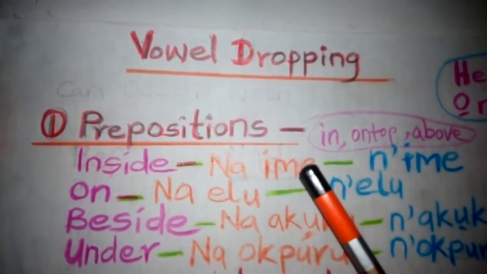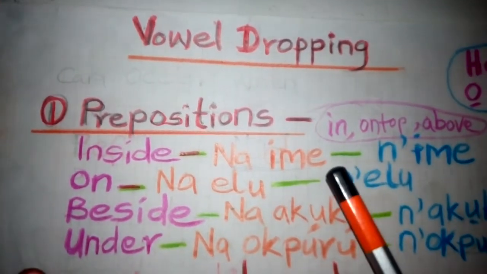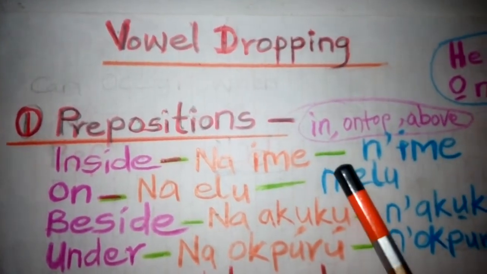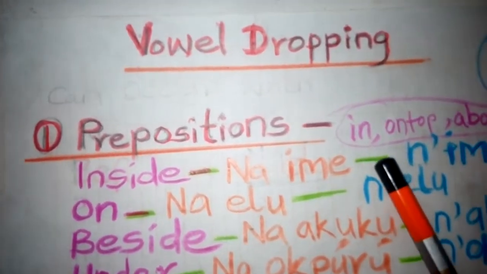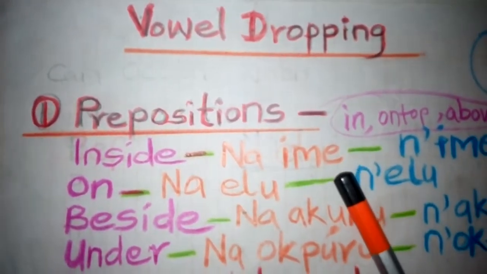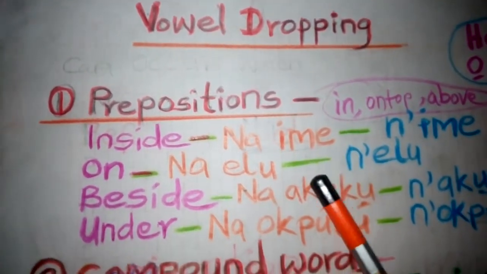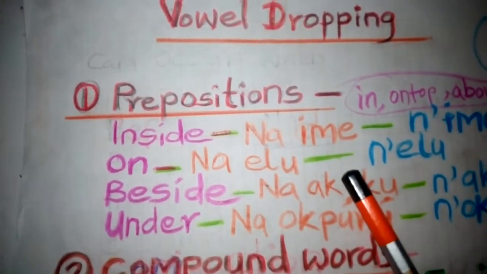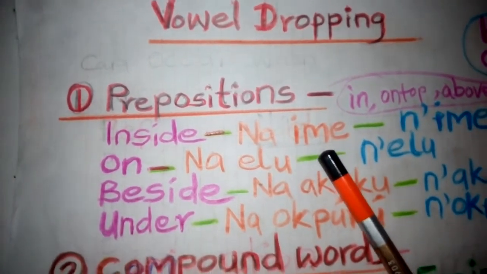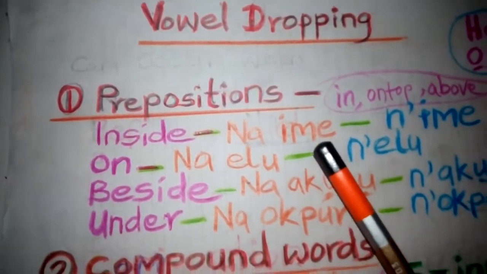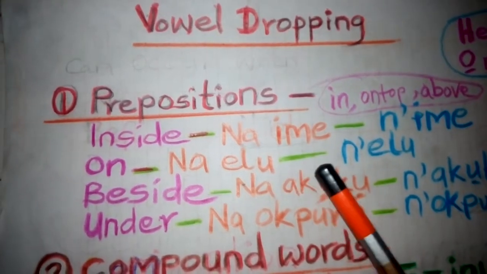And we will leave the second vowel, that's the first vowel in the next word. So that's what I'm trying to say here. Vowel dropping can occur in two different places.